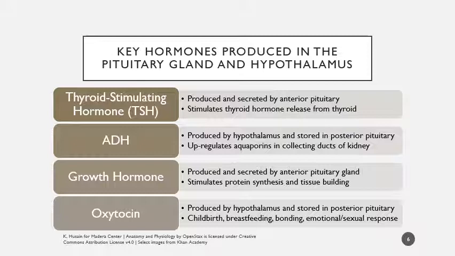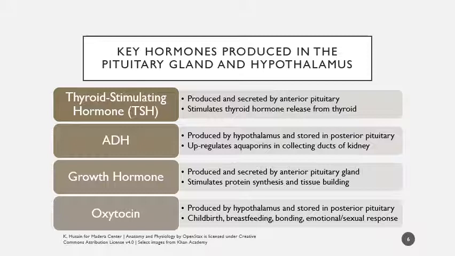So ADH is part of that RAS, the renin-angiotensin-aldosterone system, which is designed to increase blood pressure in part by increasing blood volume and changing levels of sodium. It is produced by the hypothalamus and stored in the posterior pituitary. It is stored in a different place from where it's produced. That's why if you have damage to that pituitary stalk, it's going to affect your secretion of ADH, because it's not able to travel from where it is produced to where it is stored.